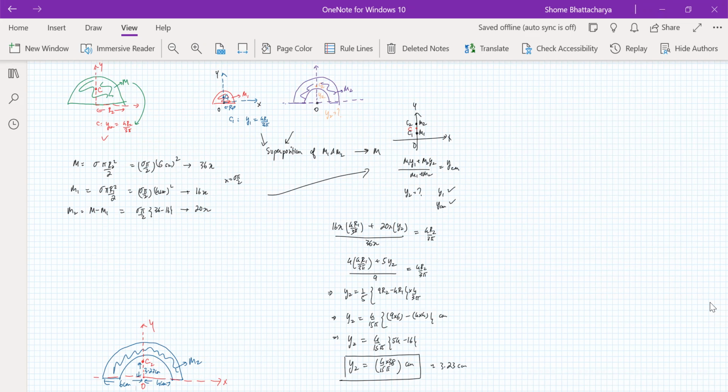Secondly, M is equal to sigma pi R squared by 2, where sigma is the mass per unit area. So the total mass of the full semi-disk will be sigma into the area of the full semi-disk. And like that, the semi-disk you're cutting out, M1, will be sigma into pi R1 squared by 2. That's why the remaining mass M2, which you get by slicing that part out, will be the difference of M and M1. So that's the principle.